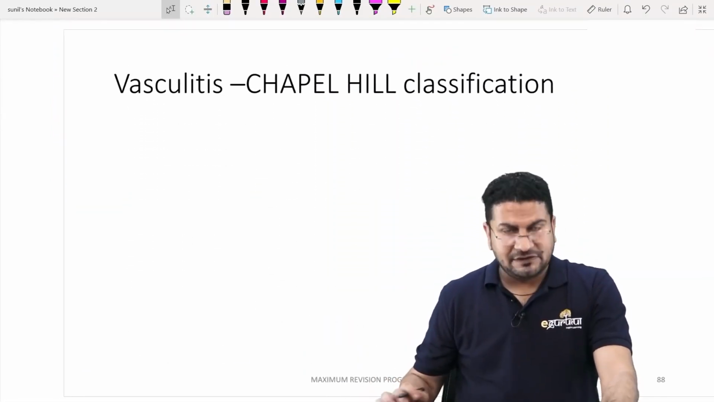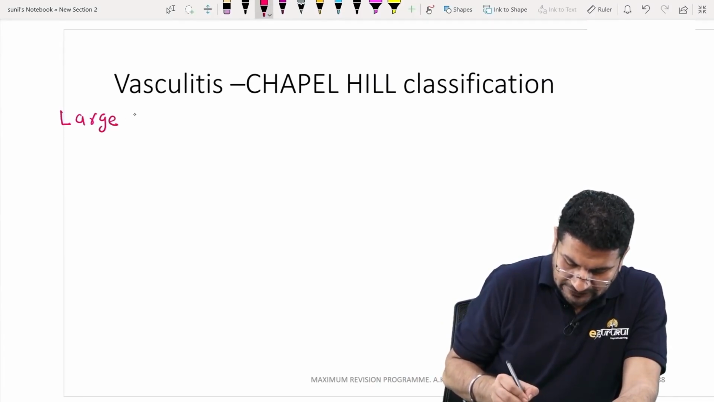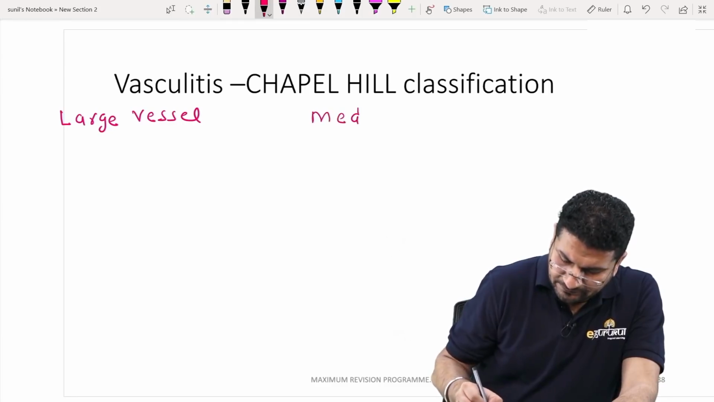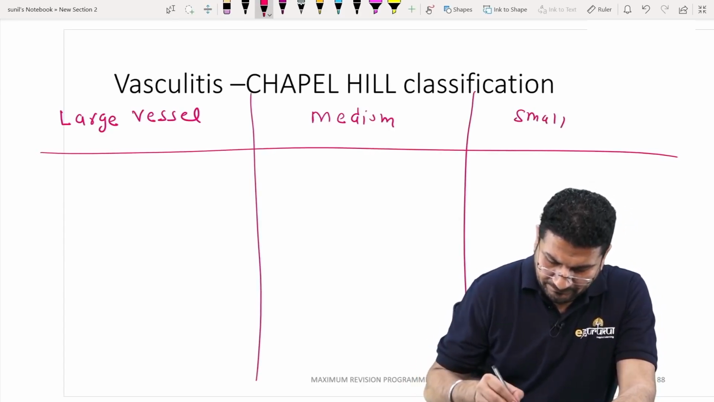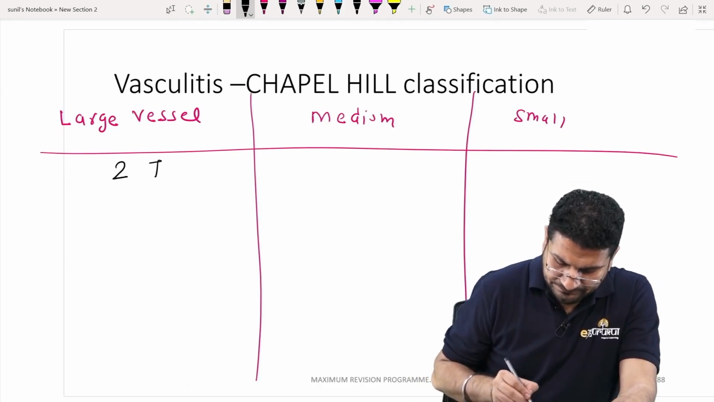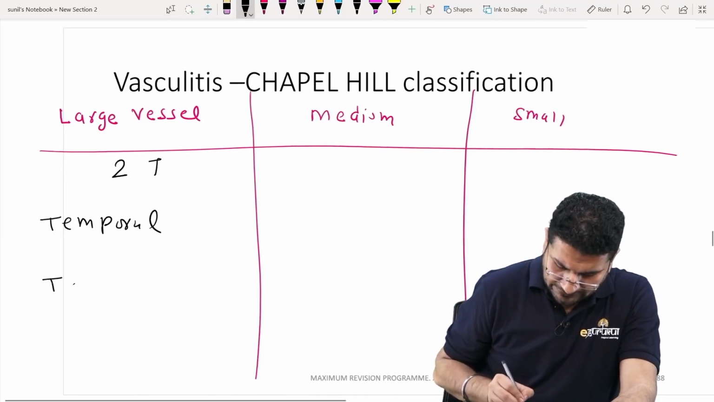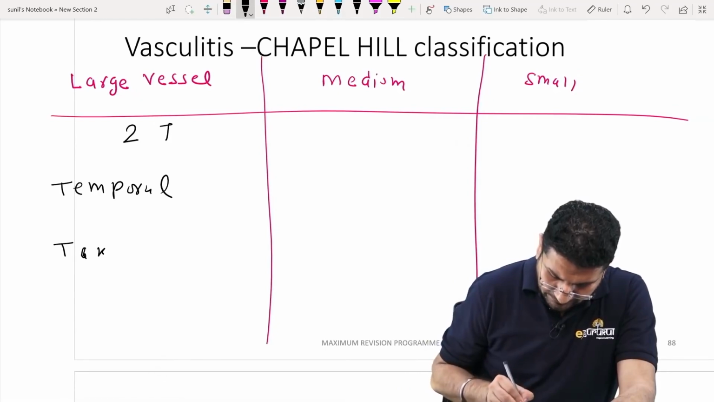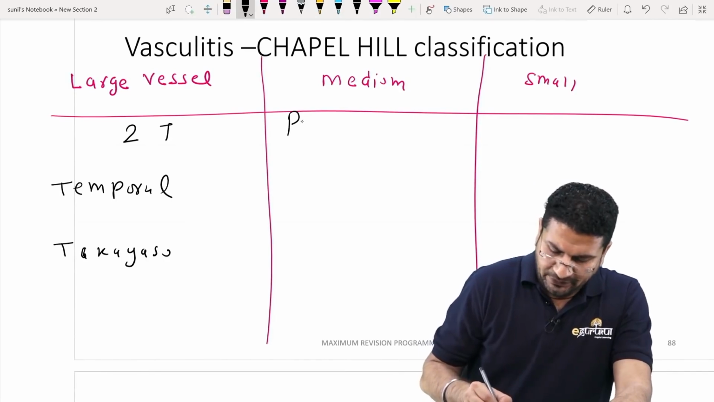Okay, for vasculitis we have the Chapel Hill classification. So we divide vasculitis into large vessel vasculitis, medium vessel vasculitis and small vessel vasculitis. If I say large vessel, remember 2T. 2T means temporal arteritis and Takayasu arteritis.